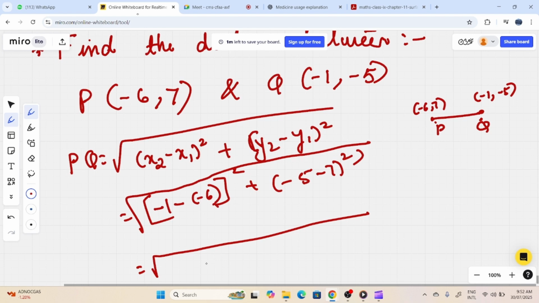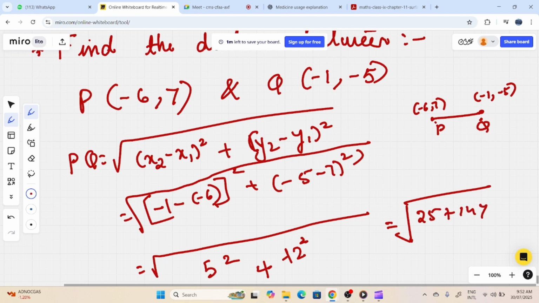That also matters. So this is 5 square plus 12 square, which will be minus 12 square, which will be 144. So that is 25 plus 144, which is under root 169, which is 13. Now, distance is not negative, so you don't have to put negative 13. Distance is always positive.